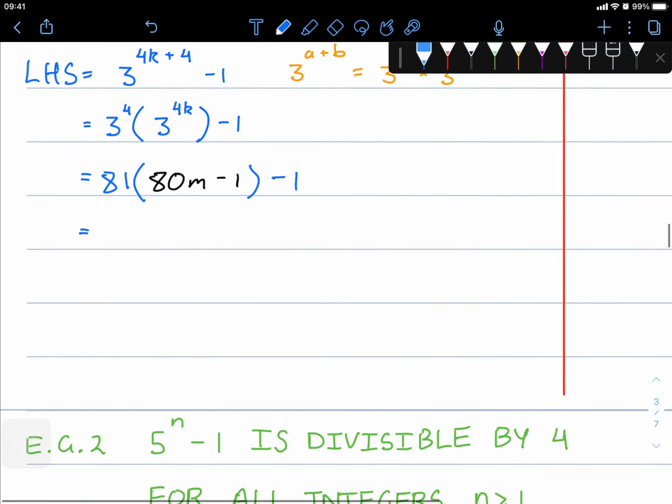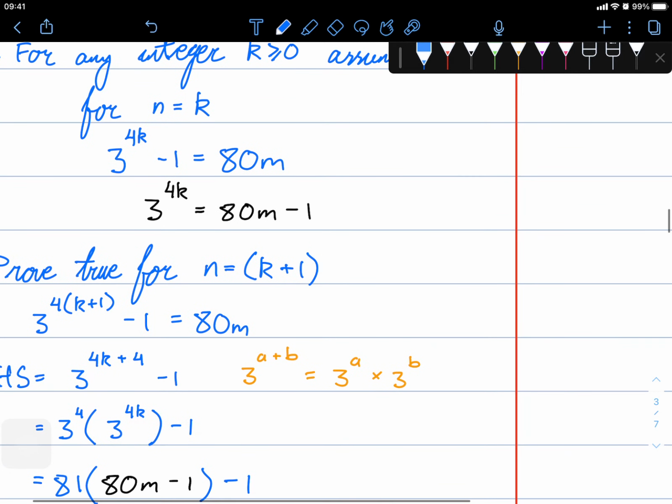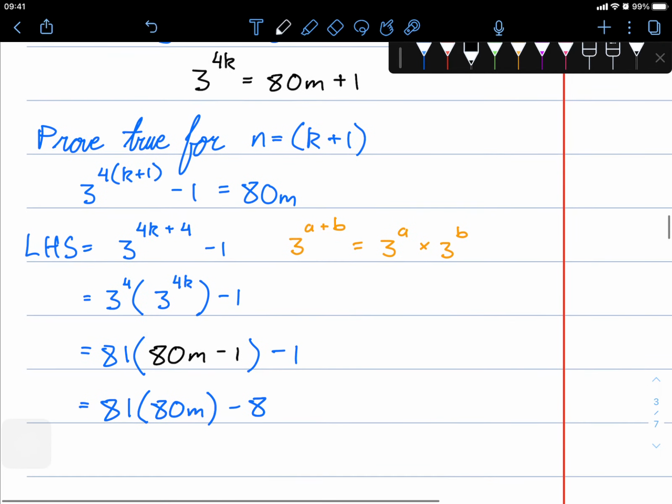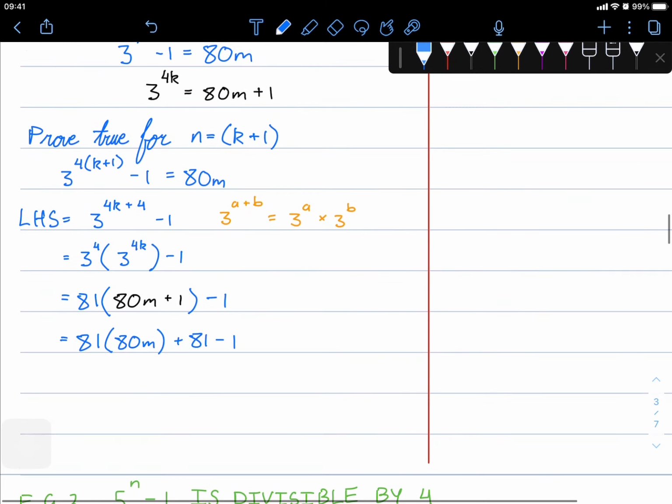Expanding this, rather than just multiply it out, it's going to be 81 times 80m. So I expanded this out. And now I'm going to expand this one out. We get negative 80. I just realized, big mistake here. This should have been plus 1. That plus 1 should be here. And this gets us plus 81 minus 1. Apologies for that little mistake. Glad I caught it now rather than later.